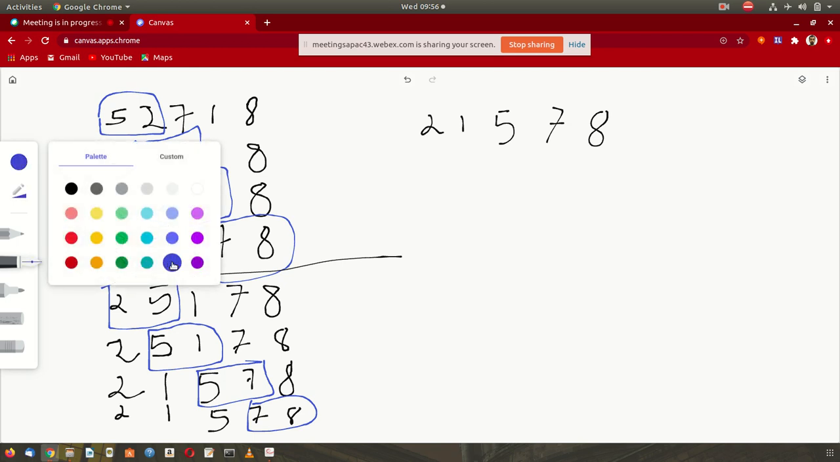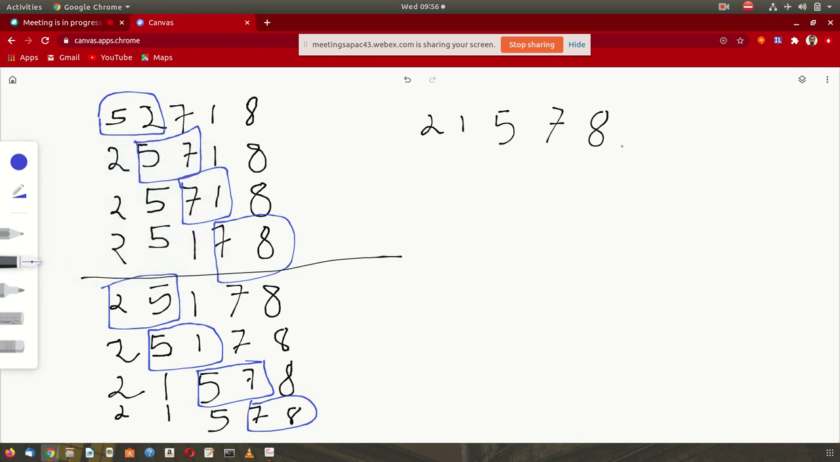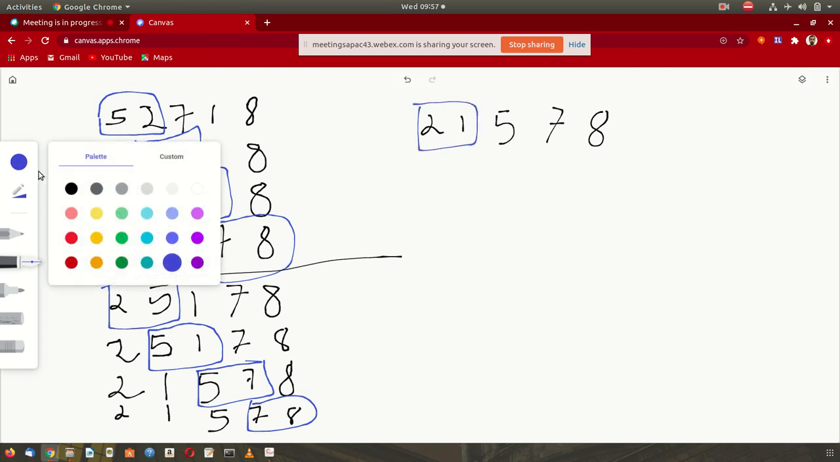No. When I come to 8, there is nothing here on the right hand side. So what I do, I again start from the first. I again take the first two numbers, and this step I repeat again till I am satisfied that the answer is correct.